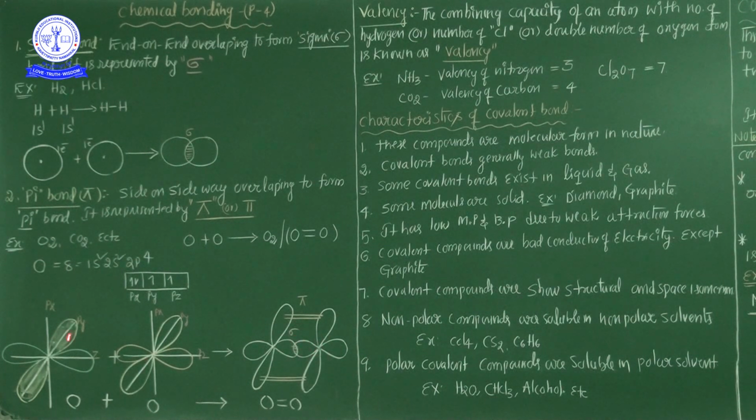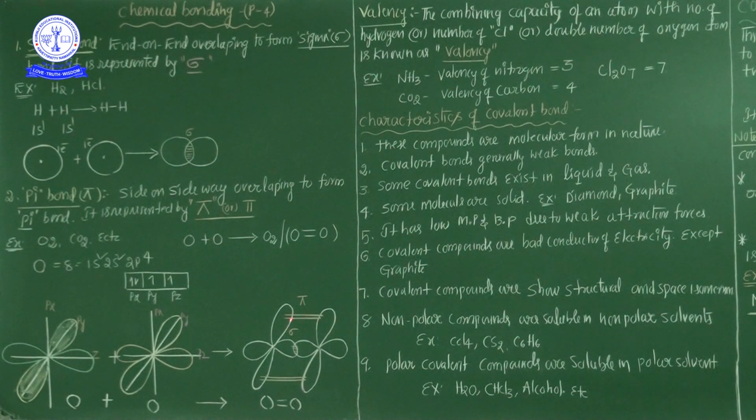But the py orbital, this is the py orbital. Here ends are not there. This is one side, this is another side. So side-on-side overlapping of the py orbital. Now the pi bond is formed.